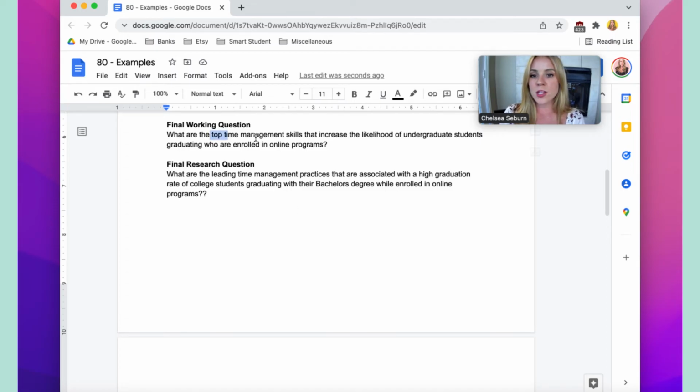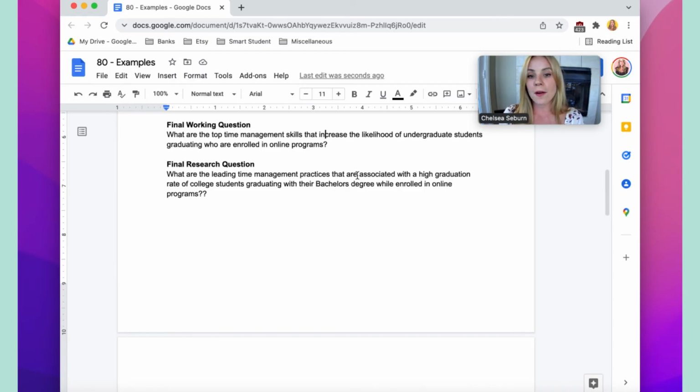And so top time management skills. What am I trying to say here? Leading time management practices. That sounds a little more formal, so that's why I went with that. Now, increase the likelihood of undergraduate students graduating. That sounds a little not elementary, but it doesn't quite sound college level finalized research question.